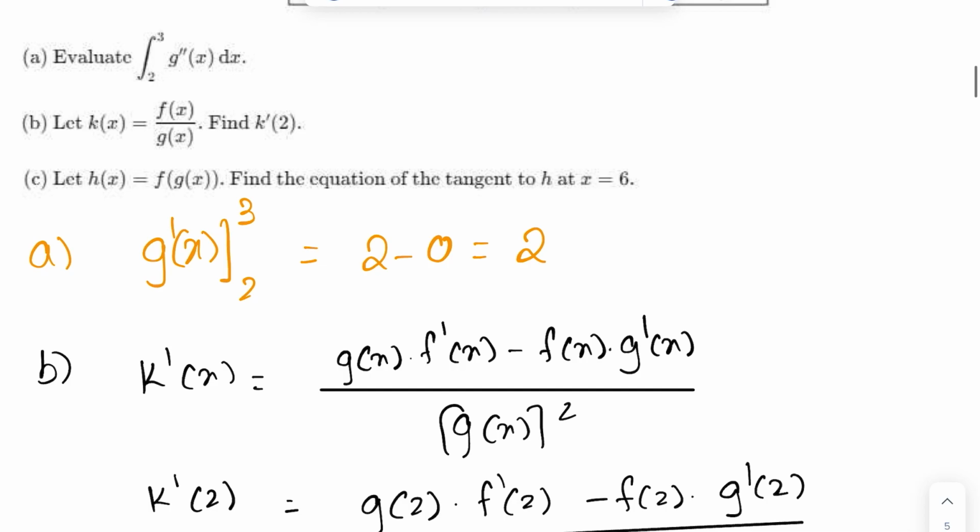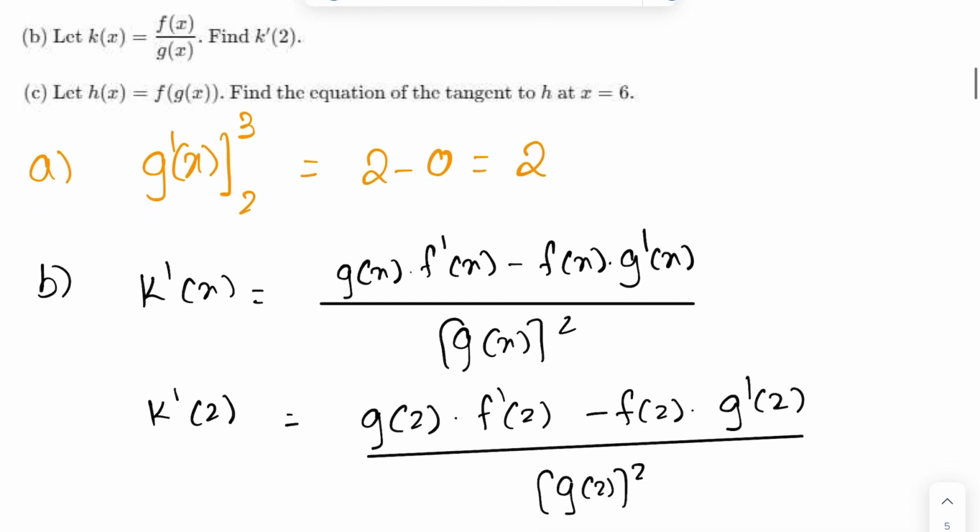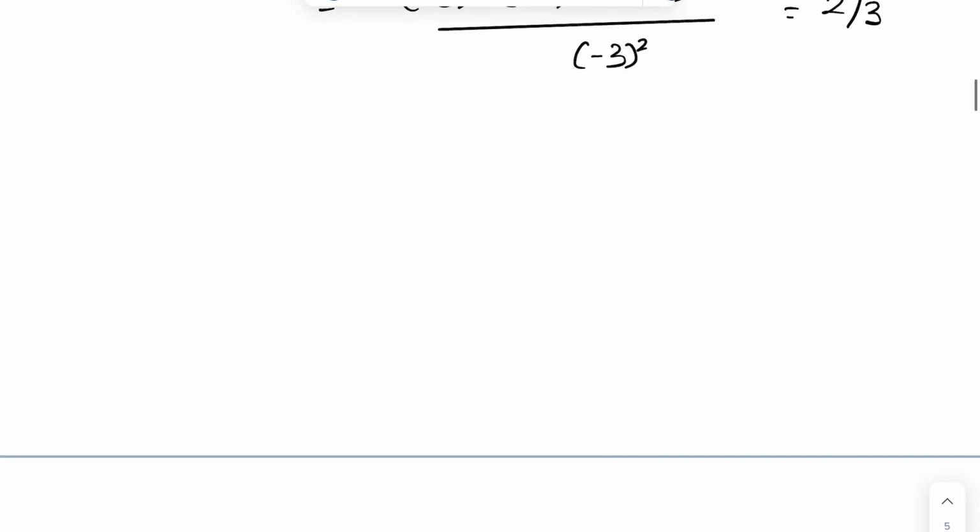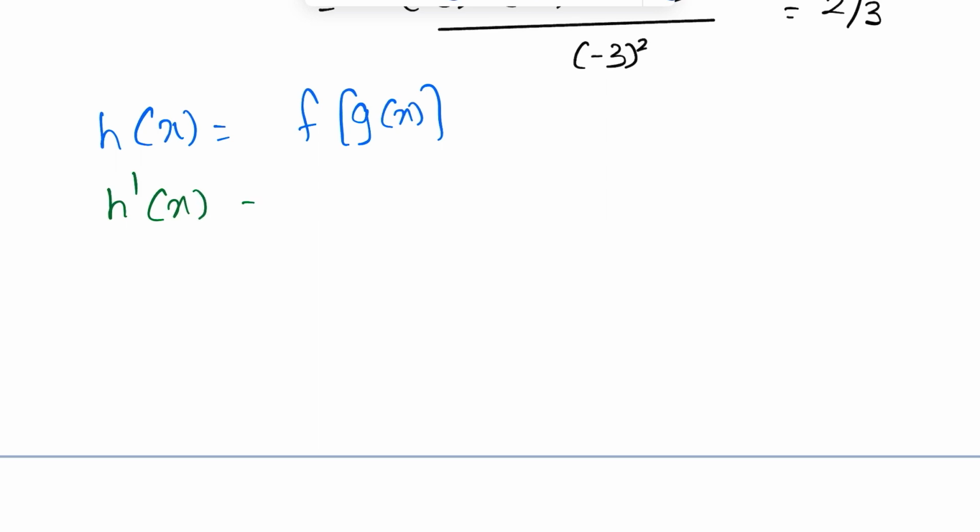Coming to part C, h of x equals f of g of x. Find the equation of the tangent. For finding the equation of the tangent, first I need to know the slope, which means the derivative of h of x. This is the chain rule. First the outer function f, whose derivative becomes f prime of g of x. Then the derivative of g of x is g prime of x.